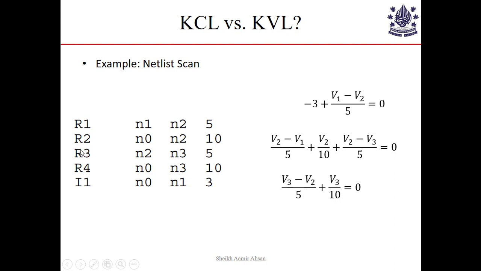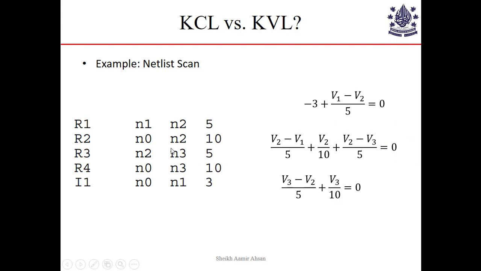Let's move to r3 now. It goes to the third one, so it sees node n2, so it will make an entry corresponding to node n2. What does it do? It writes this thing: between v2 and v3 we have a resistor r3 with a value of 5, so it enters this third term, and the equation for n2 is complete now.